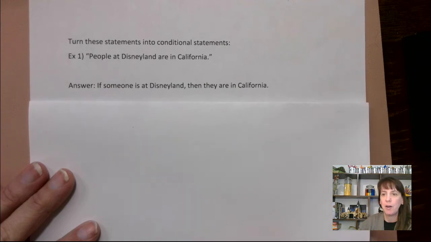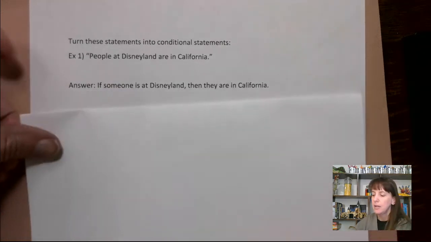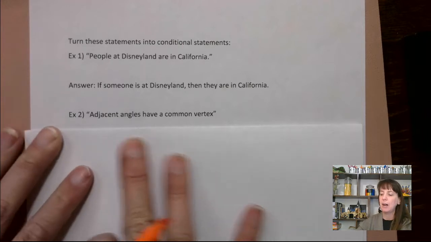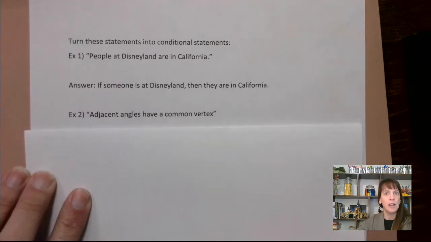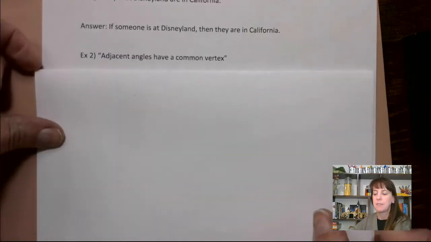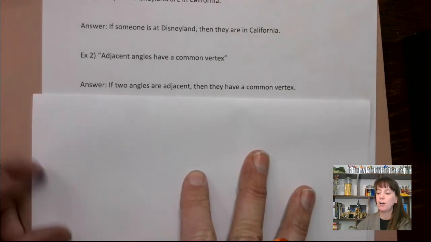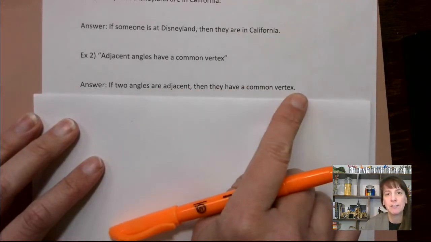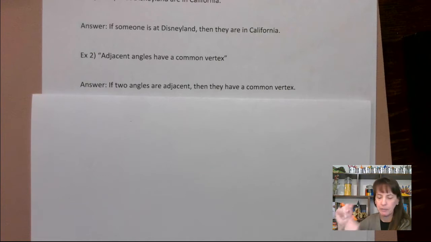Okay, let's try another one. Example two. Pause the video. Adjacent angles have a common vertex. Pause the video and try that on your own. If two angles are adjacent, then they have a common vertex. Remember, adjacent means just touching, right?